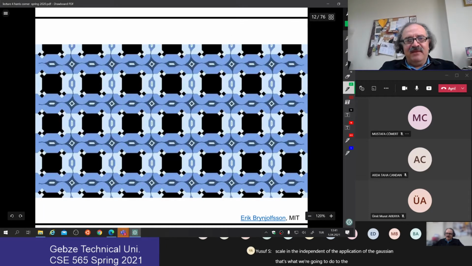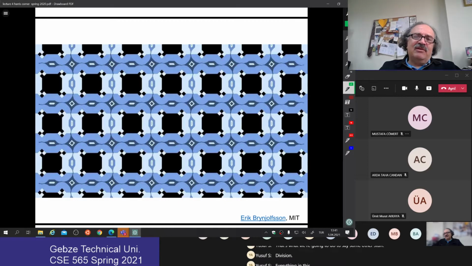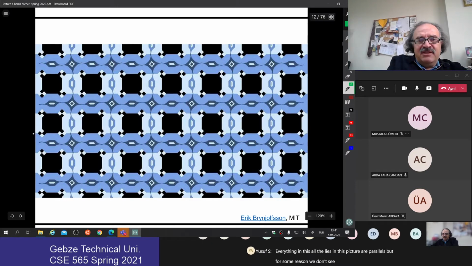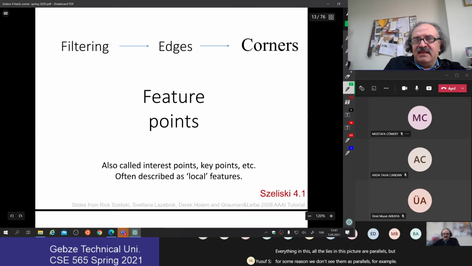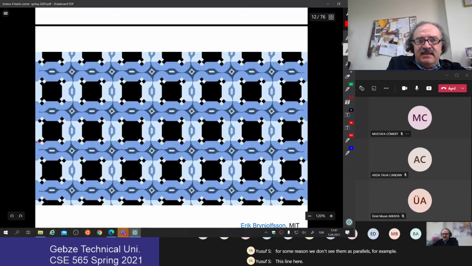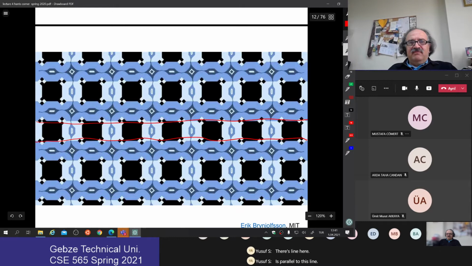Some other stuff, an illusion. All the lines in this picture are parallel, but for some reason we don't see them as parallel. For example, this line here is parallel to this line. See, these are parallel, but we don't see it that way for some reason.